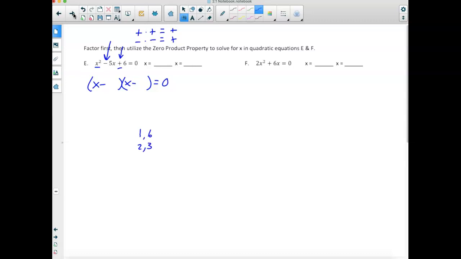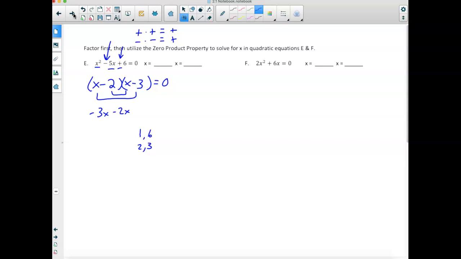Well, I can tell if I put a 2 and 3 in there, what am I going to get? If I put a 2 here and I put a 3 here, what's this going to come up as? Minus 3x, minus 2x, negative 3 and negative 2 gives me negative 5. That's it, I got it.